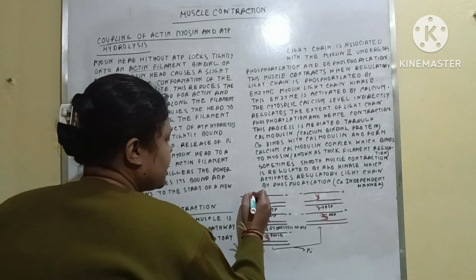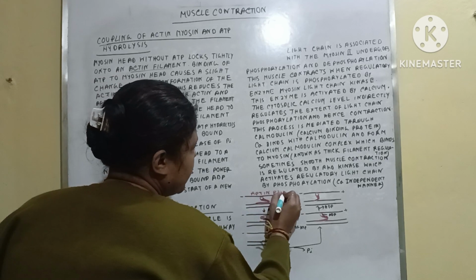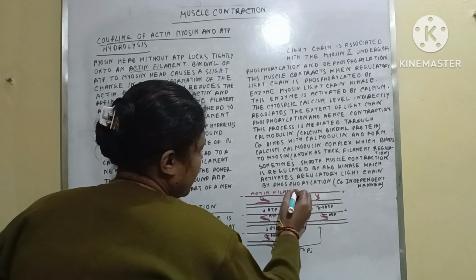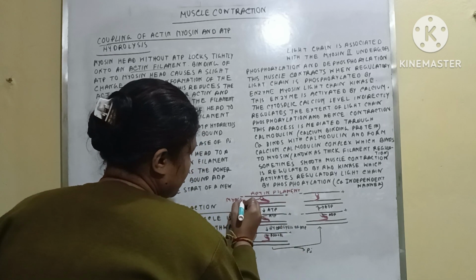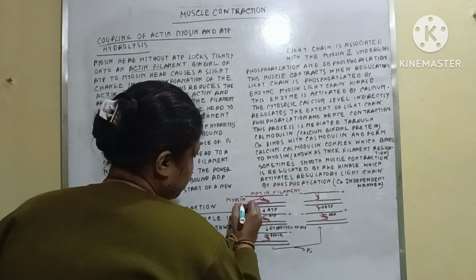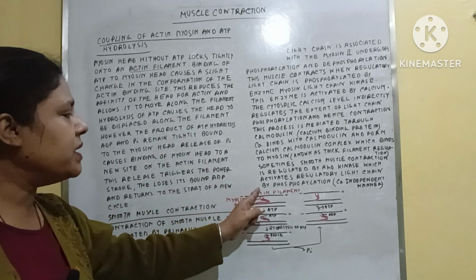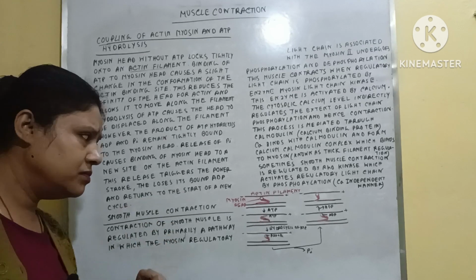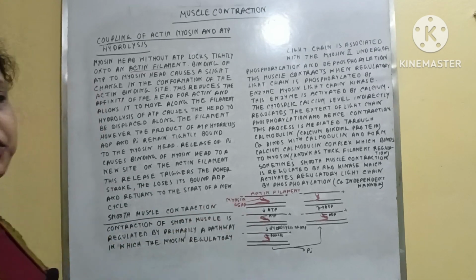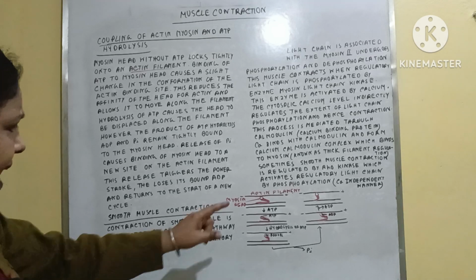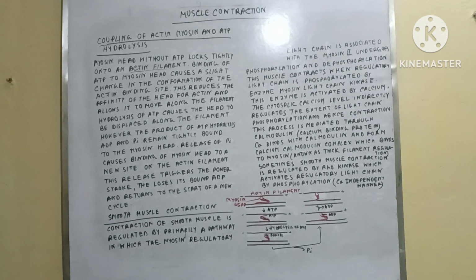Okay, this is the actin filament, and this is the myosin head. So what is happening when ATP enters? It binds with this myosin head. Okay, when ATP binds with this myosin head, then what will happen?